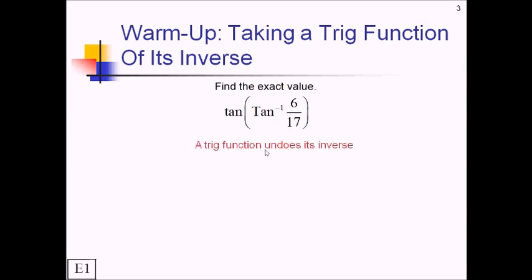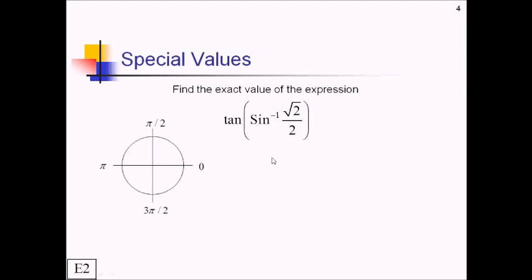So the trick here is a trig function undoes its inverse. Inverse tan of 6 over 17 is the angle whose slope is 6 over 17. If I'm finding the slope of the angle whose slope is 6 over 17, then I'm just going to get 6 over 17. Don't overanalyze it.